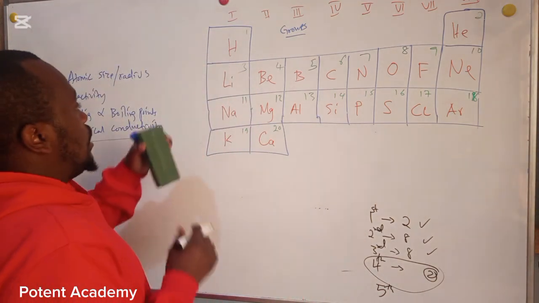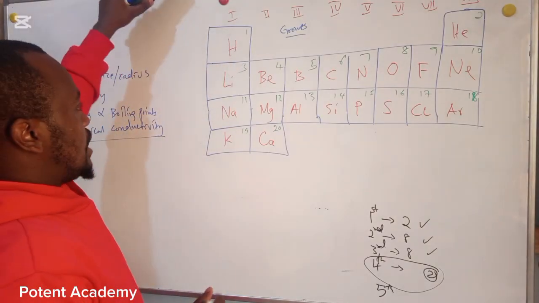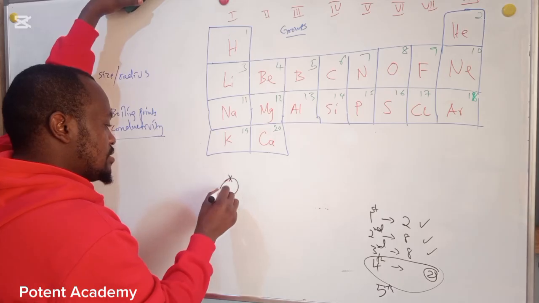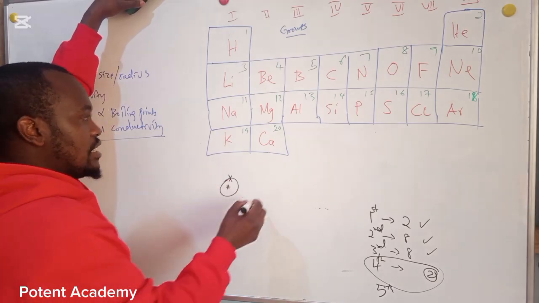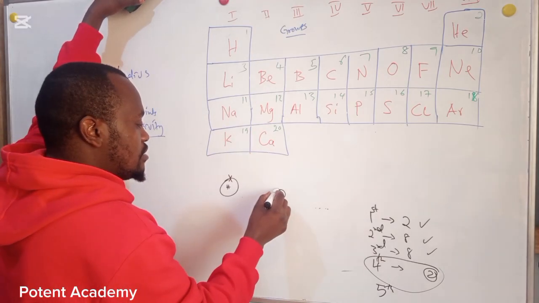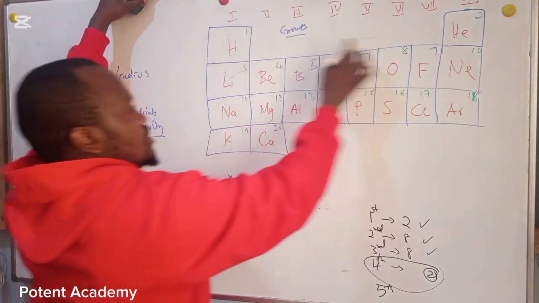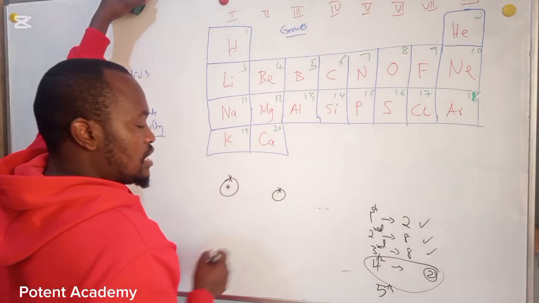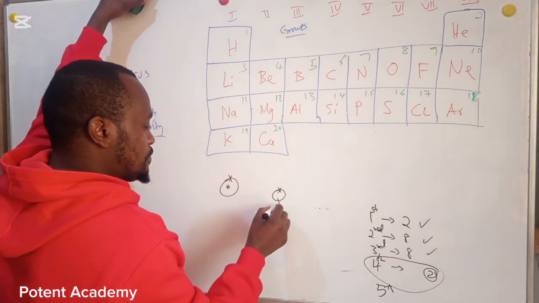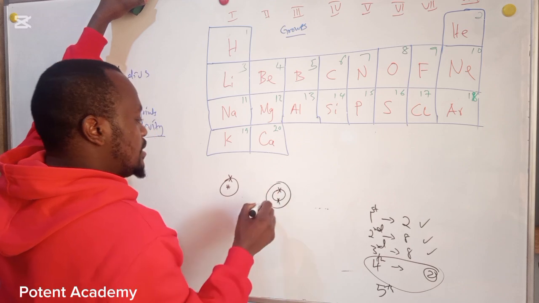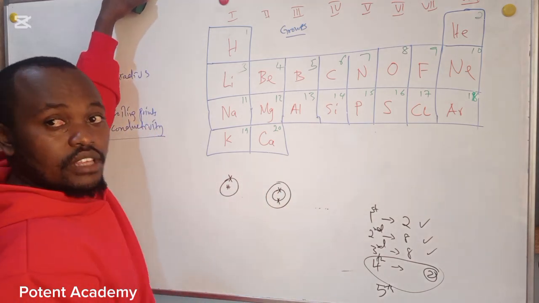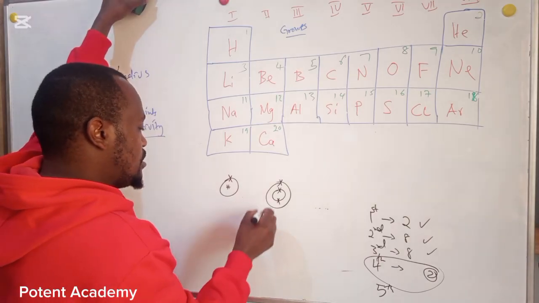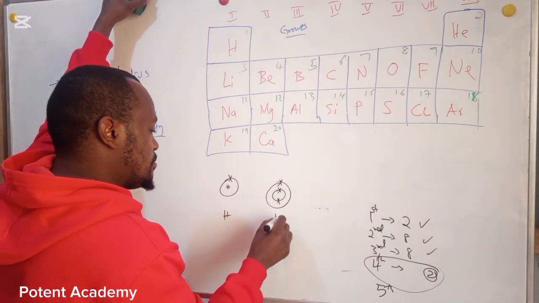Now, when we are talking about atomic radius, we talk of hydrogen. Hydrogen, the atom will be like this, with one electron in its first energy level. Then you come to lithium, which has how many electrons? 1, 2, 3. We can actually use the atomic number. The number of protons is equal to the number of electrons. So this is hydrogen, and then we have lithium.